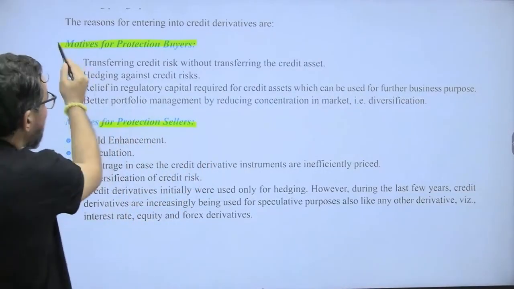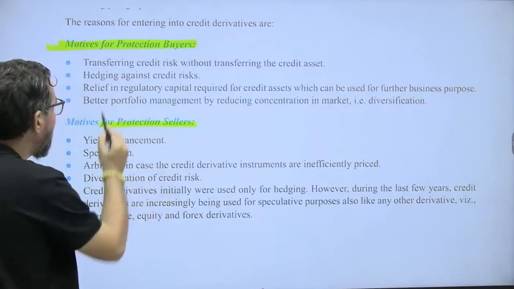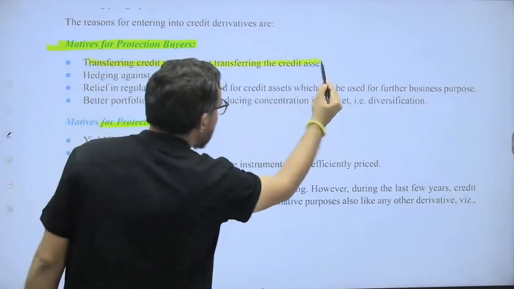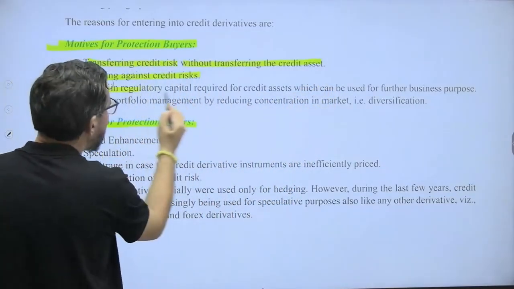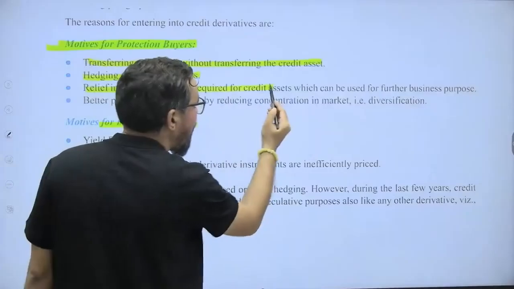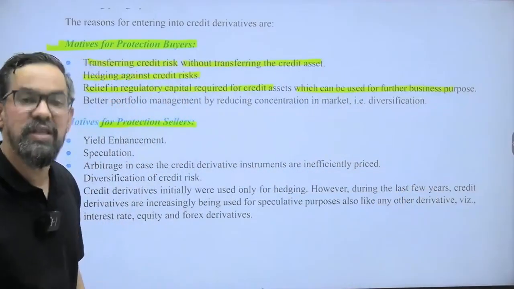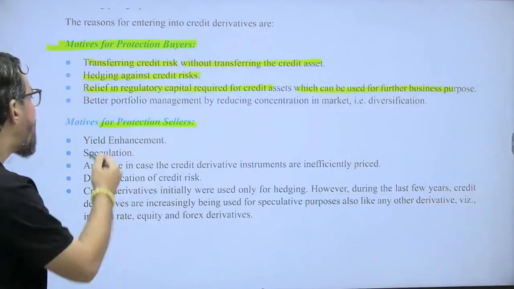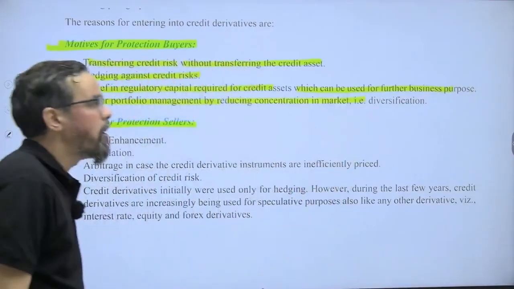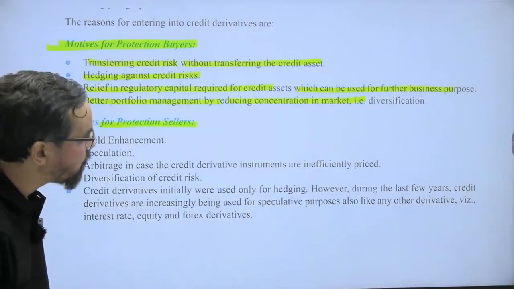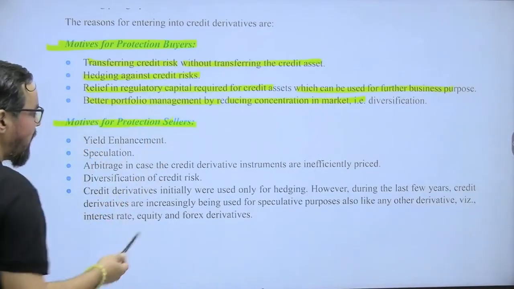Now, what are the benefits to the protection buyer, or our bank? Transferring credit risk without transferring the credit asset, hedging against credit risk, and relief in regulatory capital required for credit assets, which can be used for further business purposes also, right? And better portfolio management by reducing concentration in the market, and diversification.